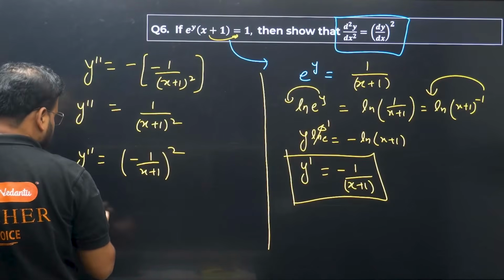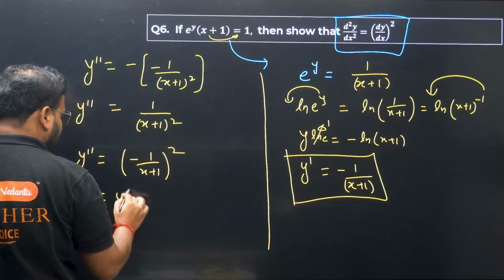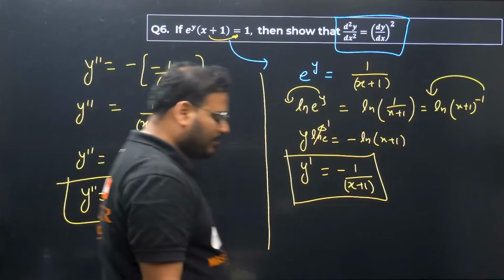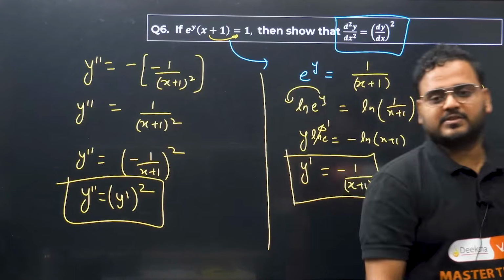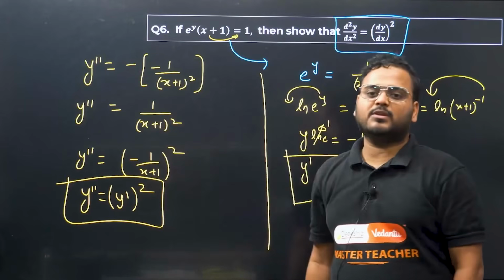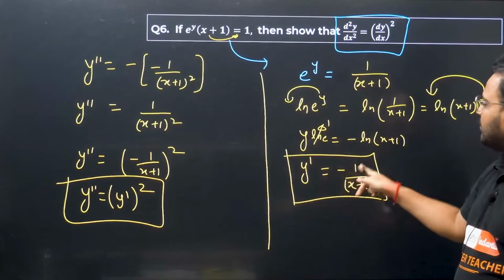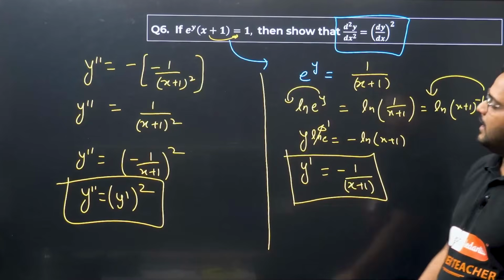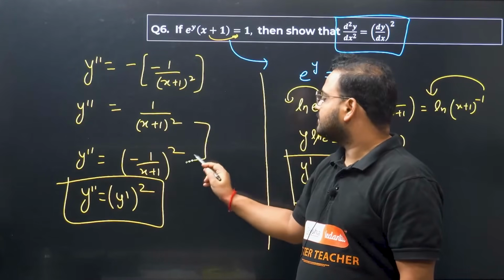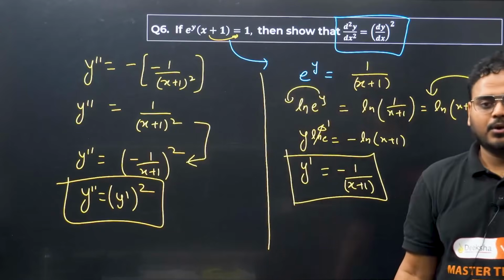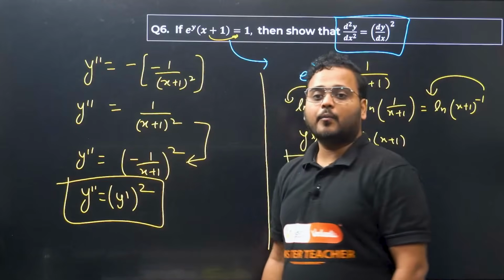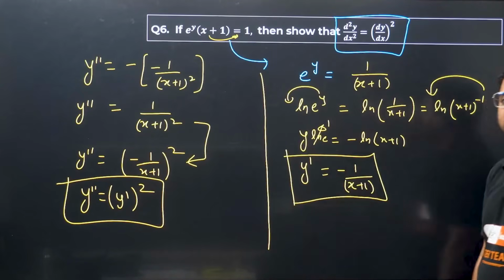So basically I am getting y double dash equals y dash whole square. Y double dash means second derivative, y dash means first derivative. Please check. I am getting y double dash as 1 upon x plus 1 the whole square, and y dash is what? Minus 1 upon x plus 1 the whole square. I can do that. Okay, I am getting y double dash as y dash the whole square. Please check. This is clear.